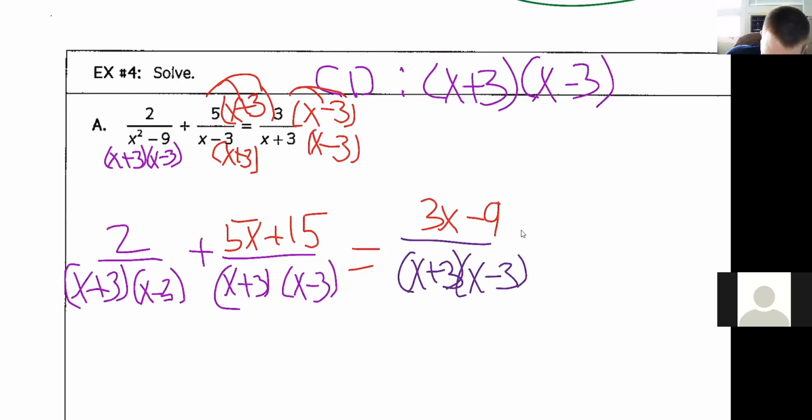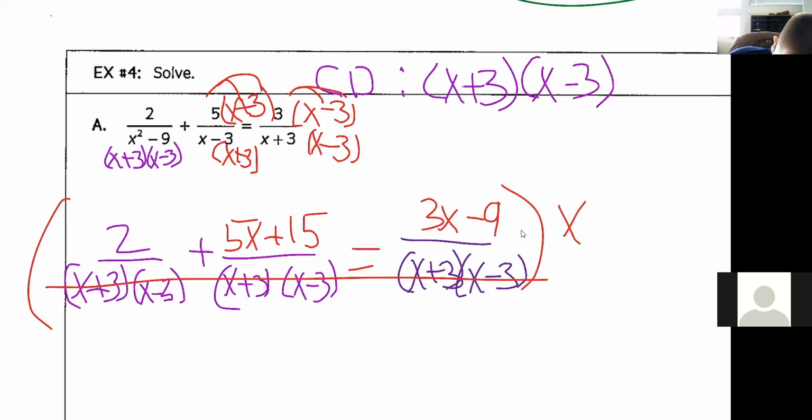But now that we've got all our fractions over our common denominator, we can just eliminate them. Really what you're doing to do that is you're multiplying everything by x plus 3, x minus 3. So basically that would cancel out all your fractions. The reason you can do that is because you're doing the same thing to both sides of the equation, so it's totally legal. But basically we're just going to write what we have in our numerators.